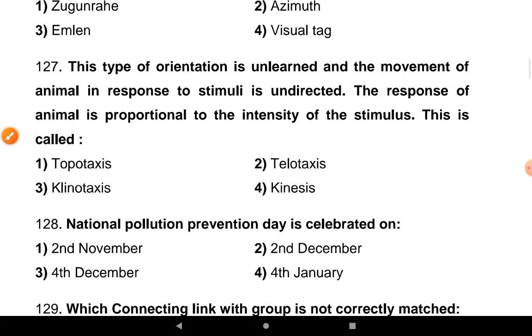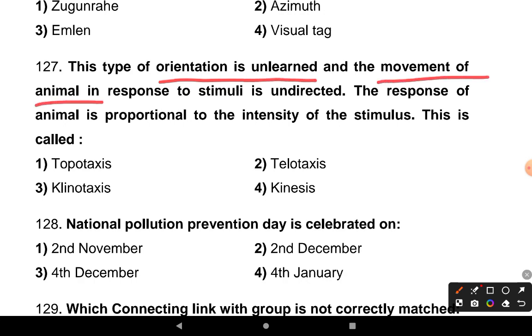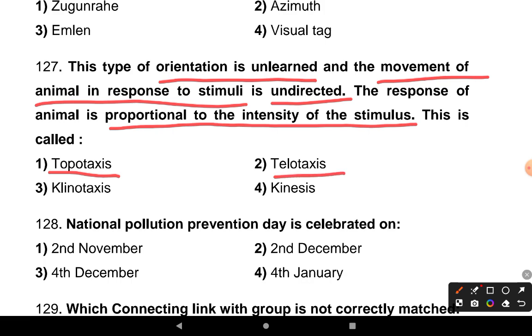Our next question is, this type of orientation is unlearned. Movement of animal in response to stimuli is undirected. The response of animal is proportional to the intensity of stimulus. This is called topotaxis, telotaxis, clinotaxis, kinesis. Correct answer is option 4. This is known as kinesis.